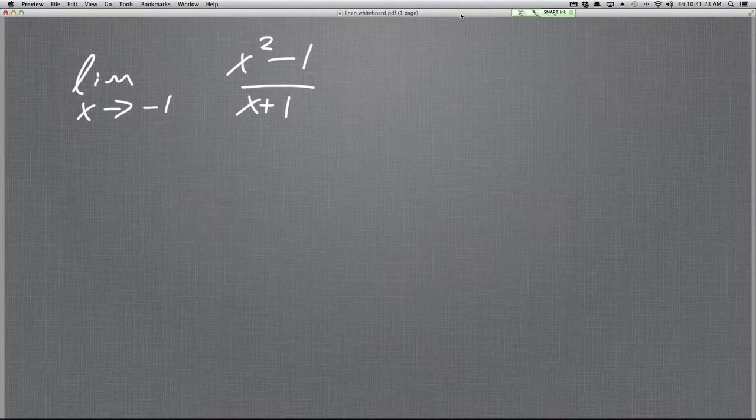When am I going to multiply by a conjugate? When I have a radical. When am I going to multiply by the common denominator? When it's a fraction within a fraction. So if I don't have a radical, and I don't have a fraction within a fraction, what's my option? Factor. So that's what we're going to do here.